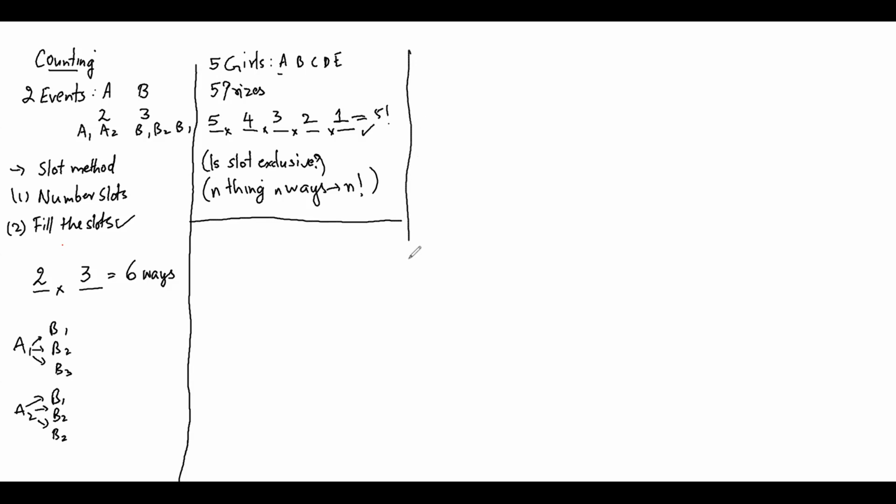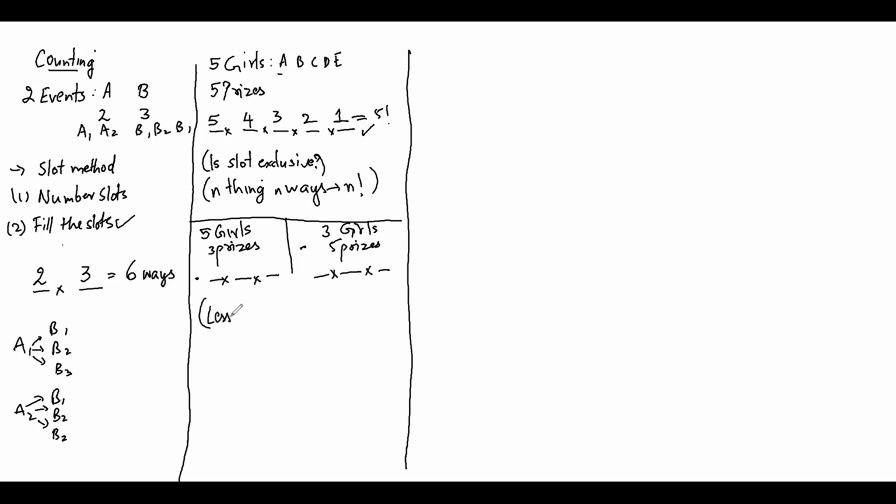What if I say that there are 5 girls and you want to give away 3 prizes? Or there are 3 girls and you want to give away 5 prizes. Can you tell me how many slots you will draw here? 3 slots. How many slots here? 3. So always draw the lesser number of slots, right? So that is the next complexity. Whenever you have to give n things in r ways, you always draw whatever is lesser, because don't draw something bigger. Otherwise, you'll run out of numbers. So always draw the lesser number of slots.